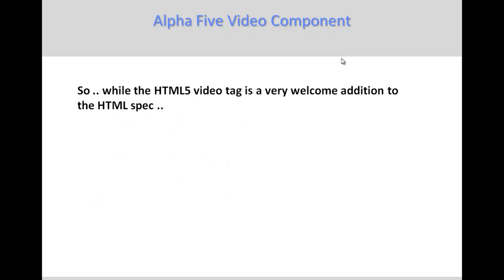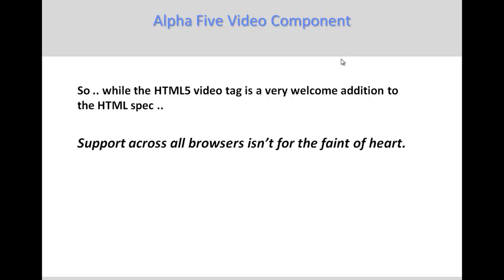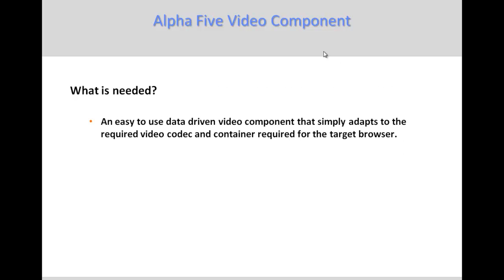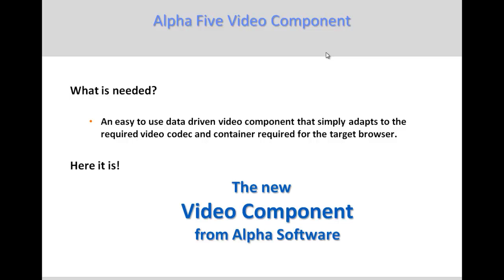So, while the HTML5 video tag is a very welcome addition to the HTML specification, the support across all browsers certainly isn't for the faint of heart. There's some work to do here to make this work across everything. So what's needed? An easy-to-use data-driven video component that simply adapts to the video codec and container required for the target browser. And here it is. This is the new video component from Alpha Software.